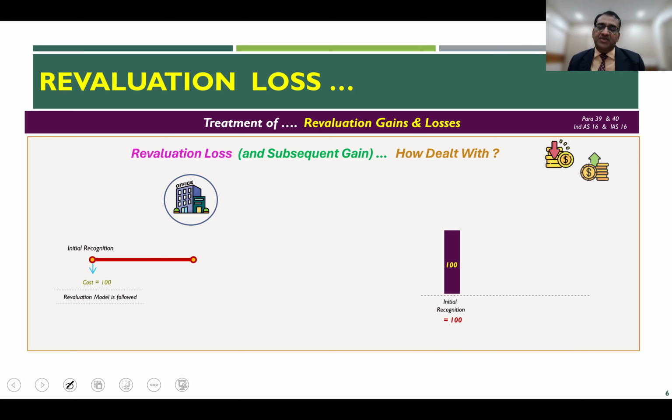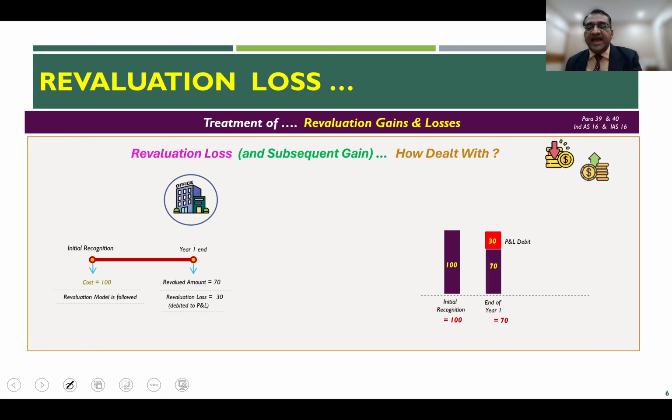Similar example, you recorded the asset at 100 rupees, revaluation model is followed. Now the change is, at the end of year number 1, this 100 rupees is revalued at 70 rupees. That means this office building, the value has gone down, and therefore 100 rupees value of the asset gets revalued to 70, and therefore you have 30 rupees of revaluation loss.